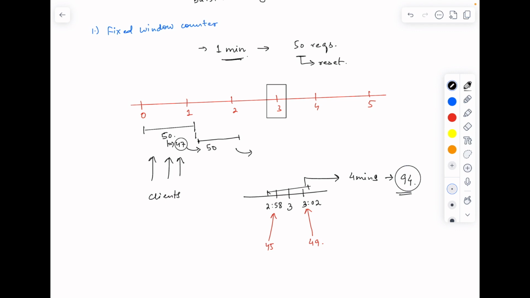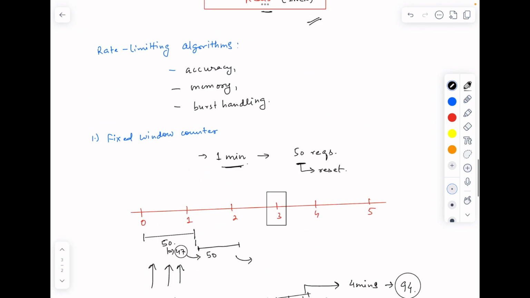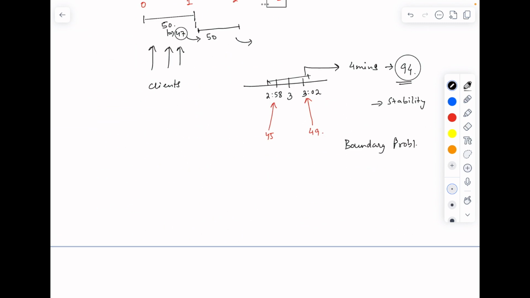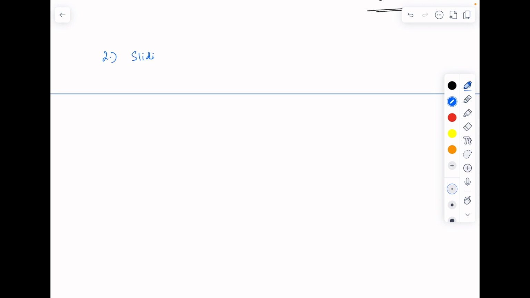We want our system to be protected across all time intervals so that we maintain the core ideas of stability, fairness, and security. So this problem is known as the boundary problem, because at the boundary there is a possibility of a burst of requests. To solve this problem, we will take a look at the second algorithm, the sliding log algorithm. This is the most accurate algorithm for rate limiting.